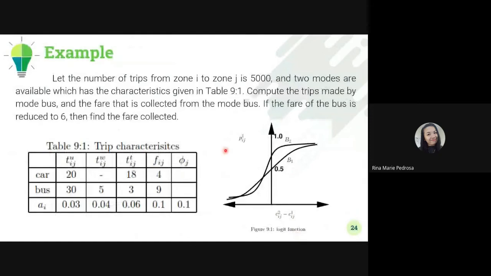It's being graphed. So the example here is that the number of trips from zone i to zone j is 5,000, and two modes are available which have the characteristics given in table 9.1. Compute the trips made by mode bus and the fare that is collected from the bus. If the fare of the bus is reduced to 6, then find the fare collected. So we have two options here, two modes, by car and by bus. We have this data based on the trip characteristics, and we have this logit function.